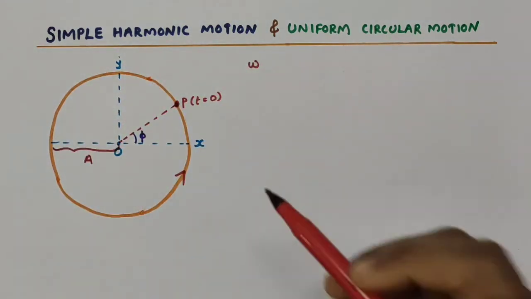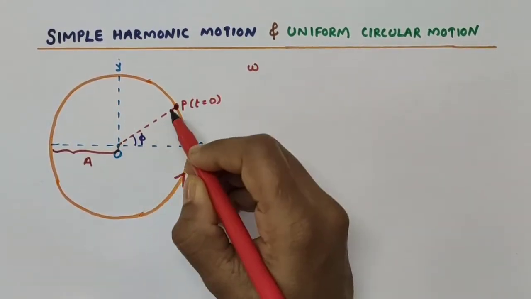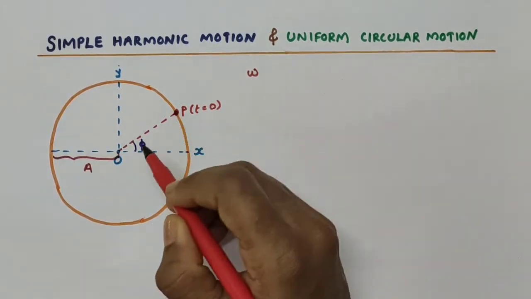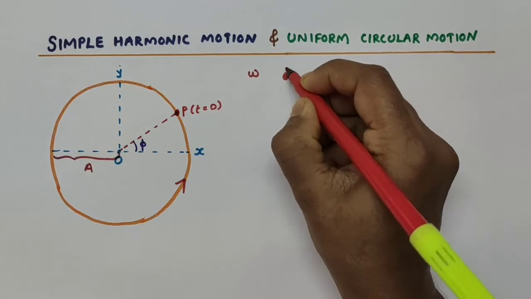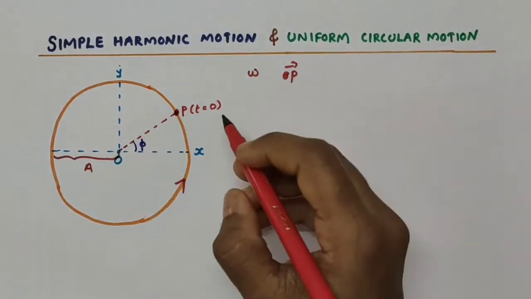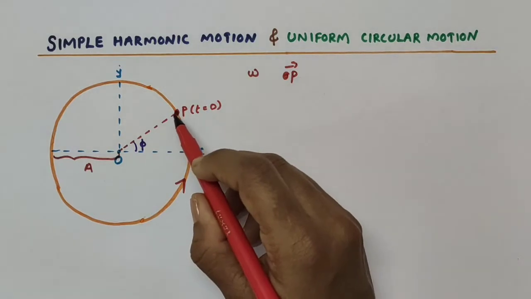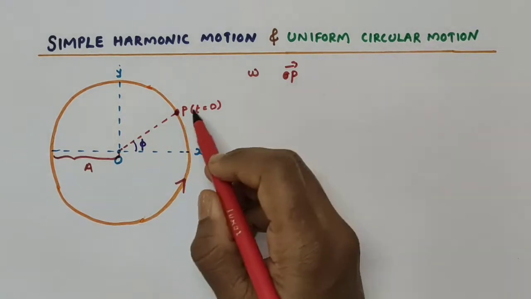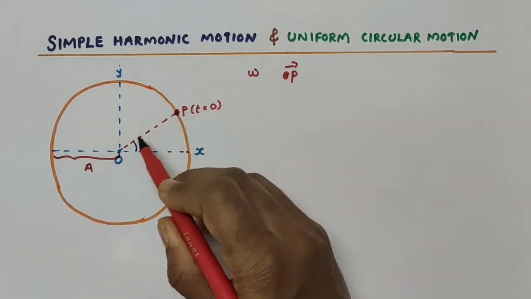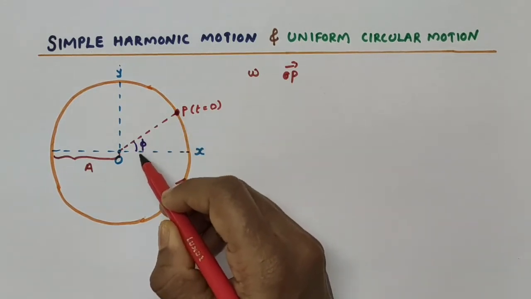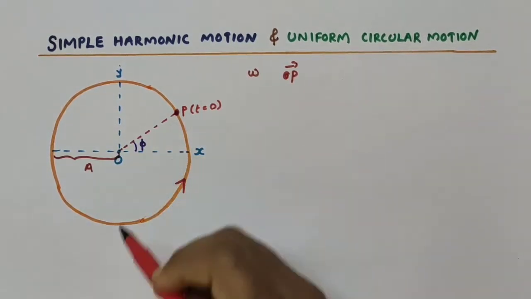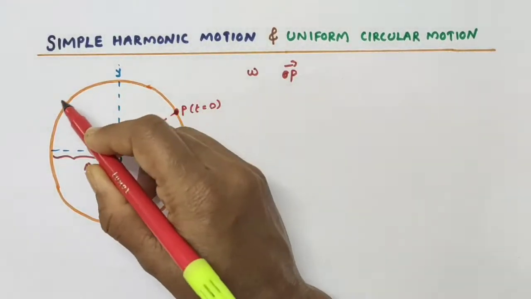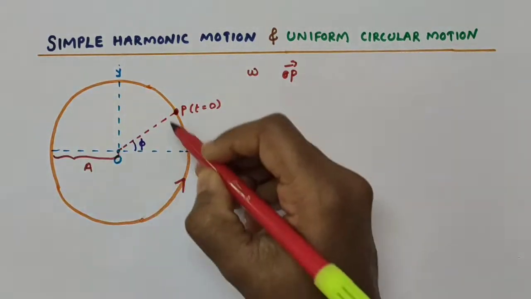The initial position vector of the particle is, this point is O, this is the point where the particle is initially, that is the point P. So the initial position vector of the particle is vector OP. That is, at t equal to 0, the particle is here and its position vector is vector OP. This initial position vector OP makes an angle phi with the positive direction of the x-axis. As time goes on, the particle moves along the circular path in the anti-clockwise direction.